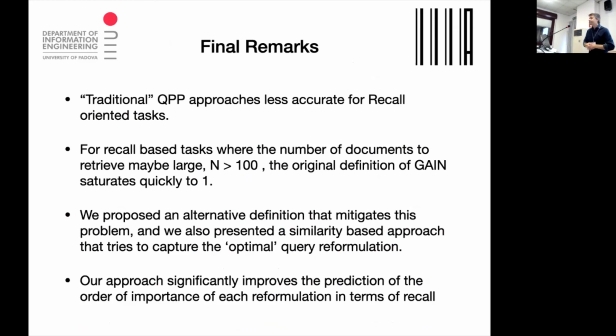So as a final remark, to conclude, we saw that traditional query performance predictors are not that accurate, but it's debated right now for recall-oriented tasks. So it means that this approach may not work as well as we may expect. On the other hand, we transformed a gain metric, which was intended for finding the missing information from a user perspective, and reused it to build a system that predicts the performance of a query. And we also propose a couple of alternatives to this gain function, and we improved the prediction significantly, at least in terms of the correlation with the optimal solution.